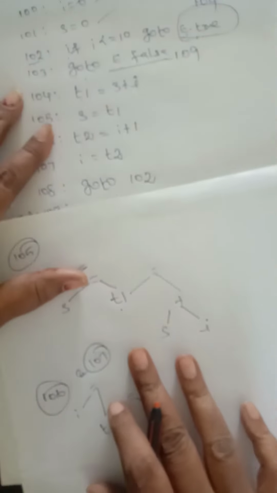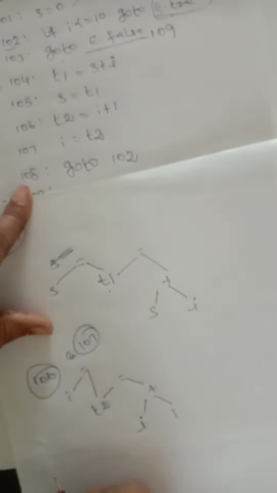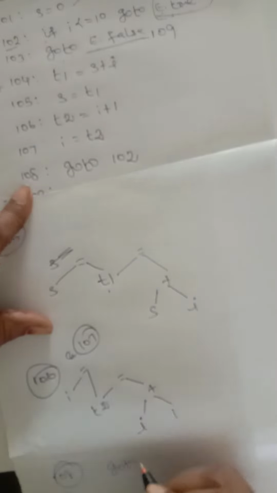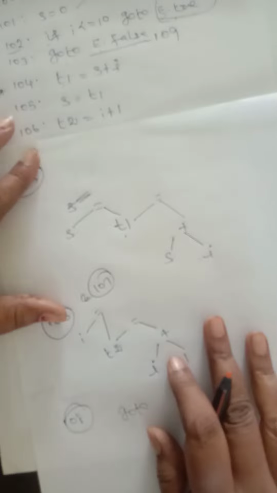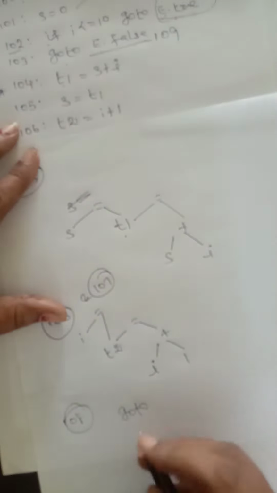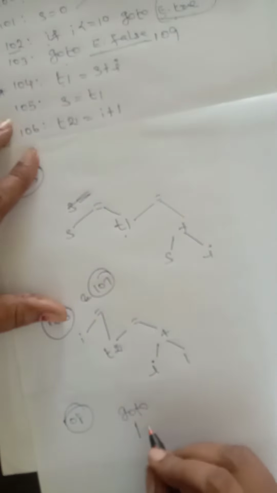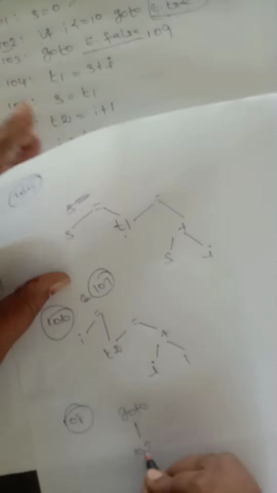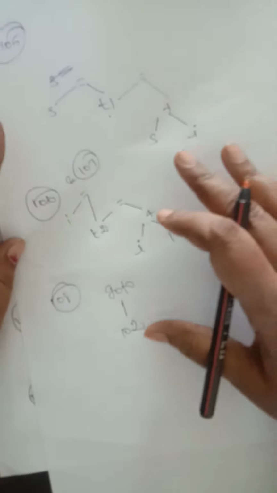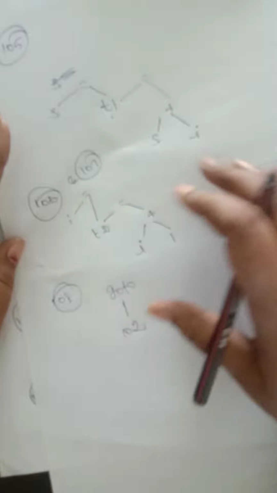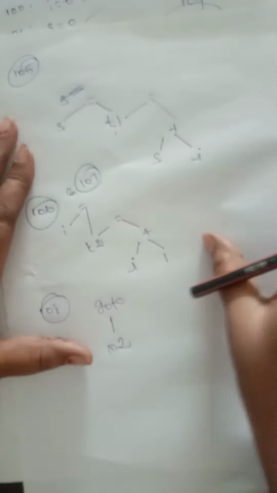And then 108. What is 108? For 108 we have to mention the go to address of the looping statement. So what is this address? 102. Go to 102. That's all. So these are the syntax trees for the three address code of the looping statement.